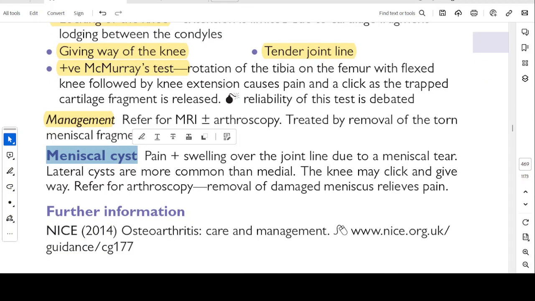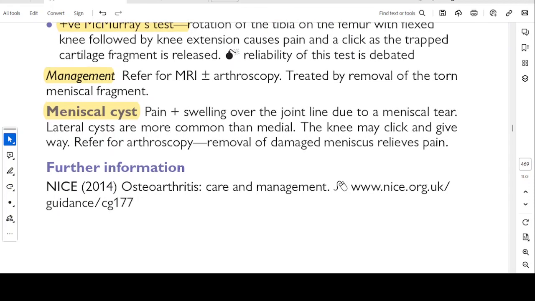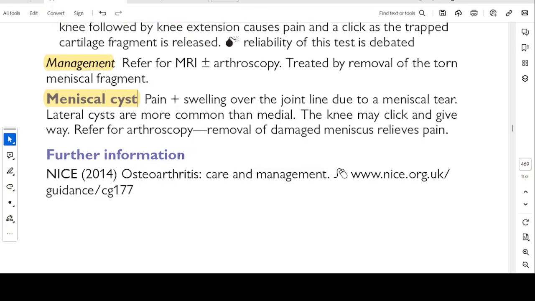Meniscal cyst. Pain plus swelling over the joint line due to meniscal tear. Lateral cysts are more common than medial. The knee click may give way. Refer for arthroscopy. Removal of damaged meniscus relieves pain.